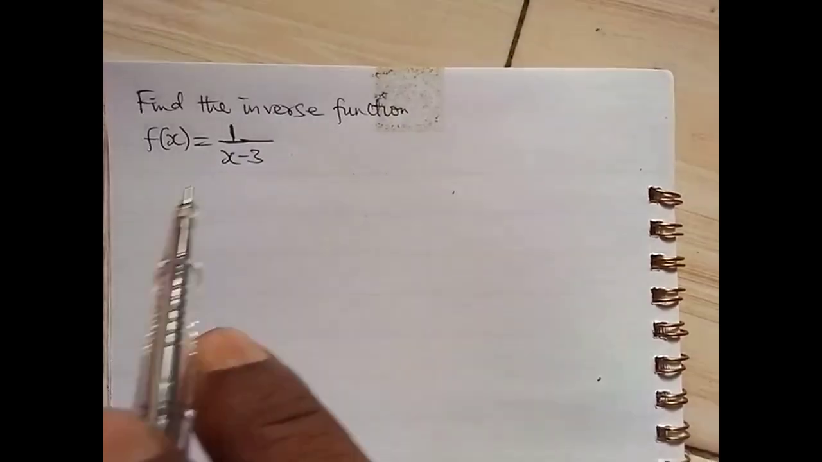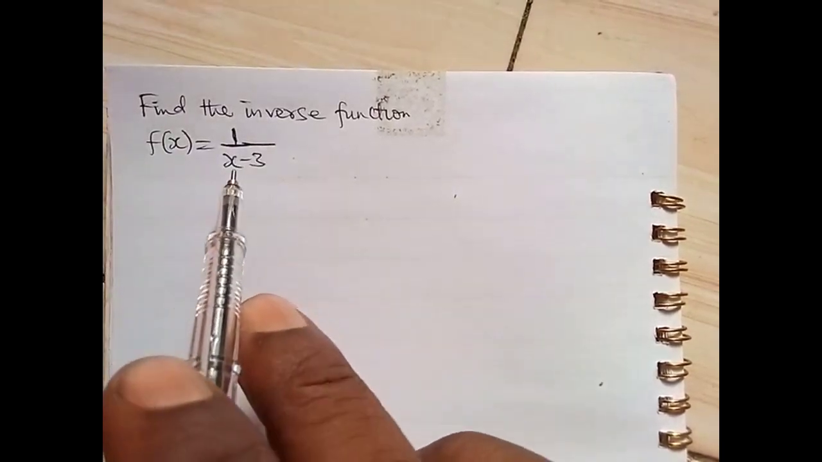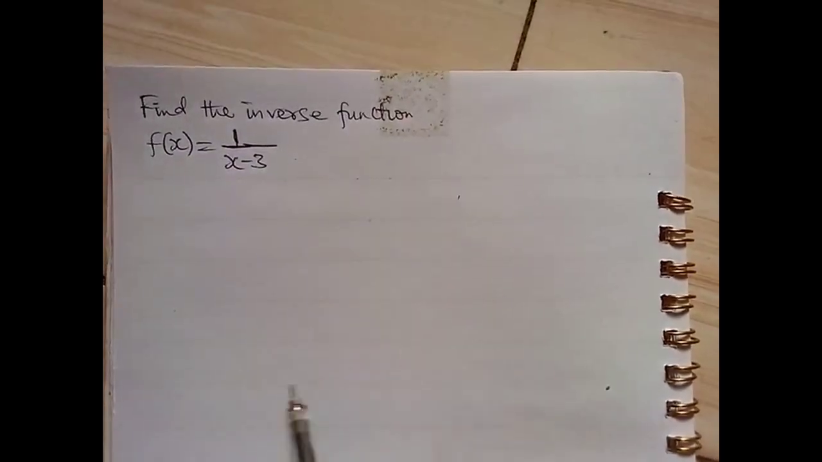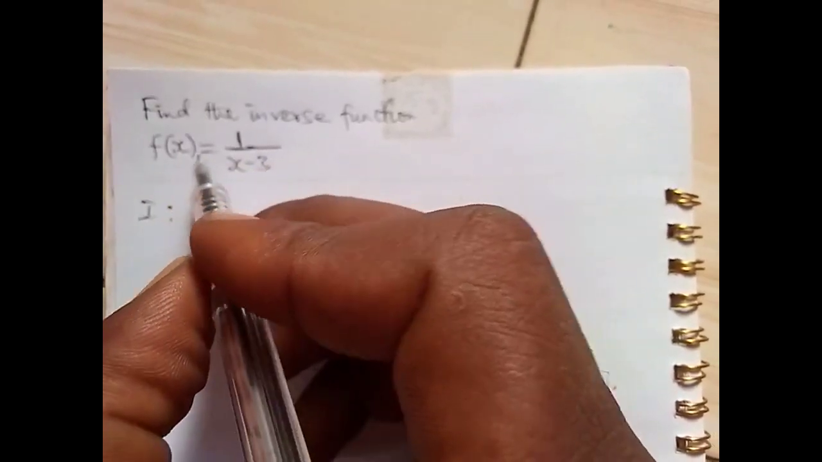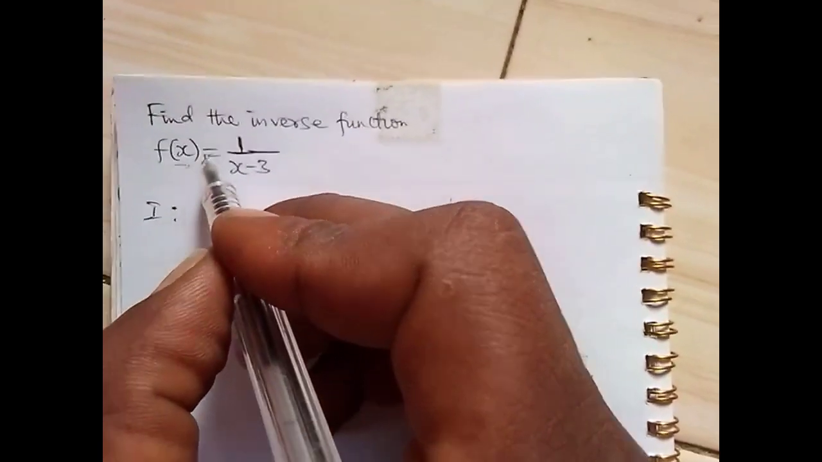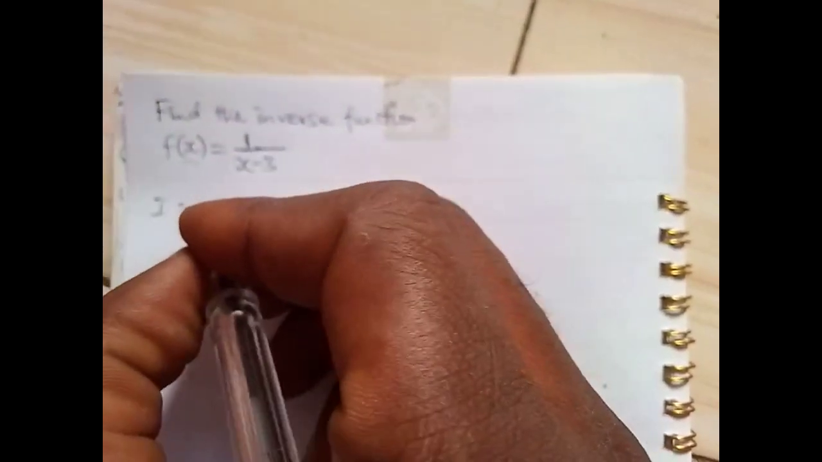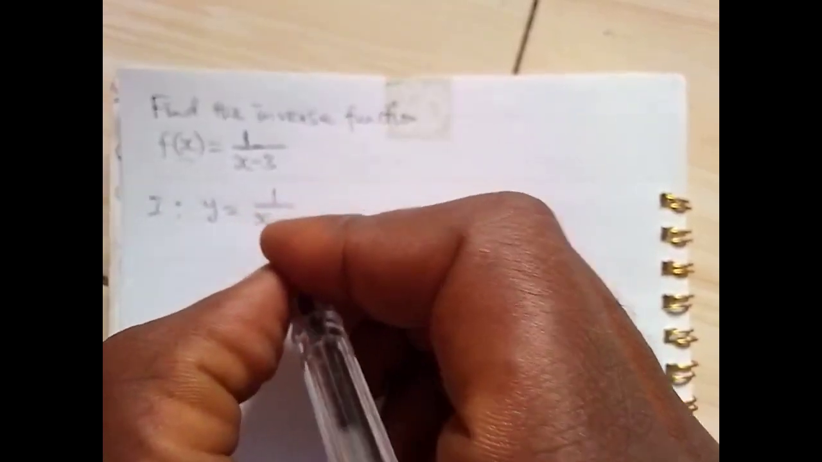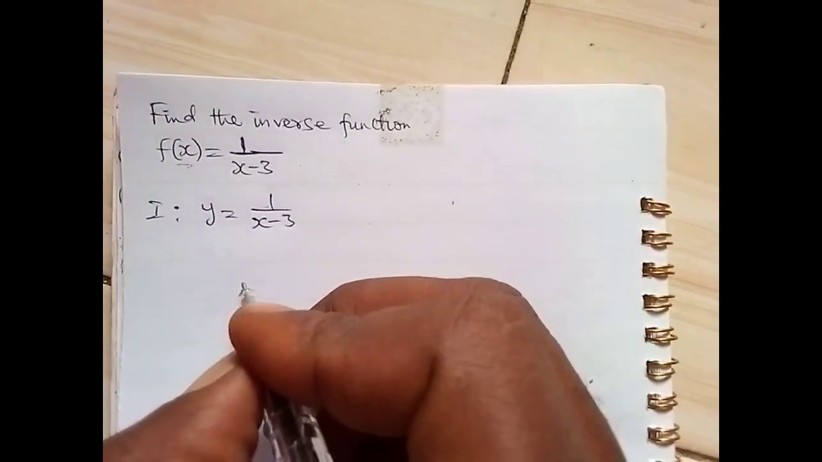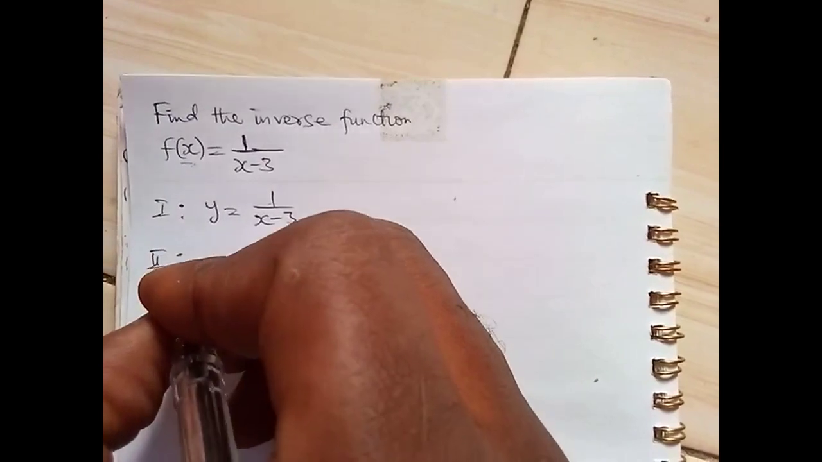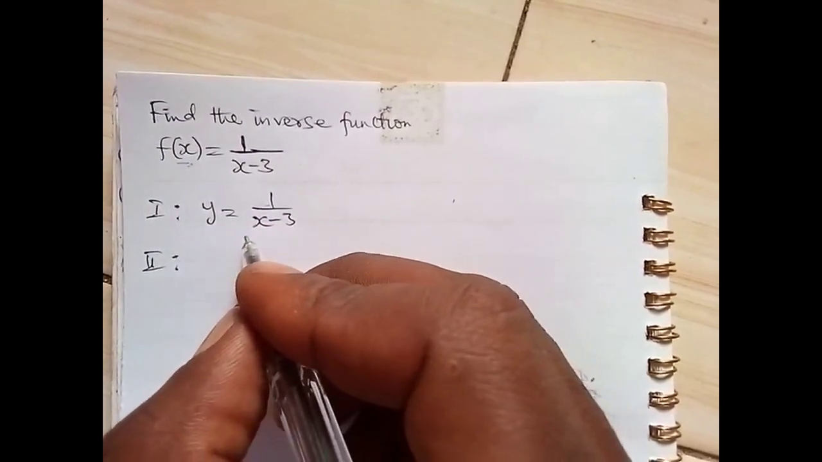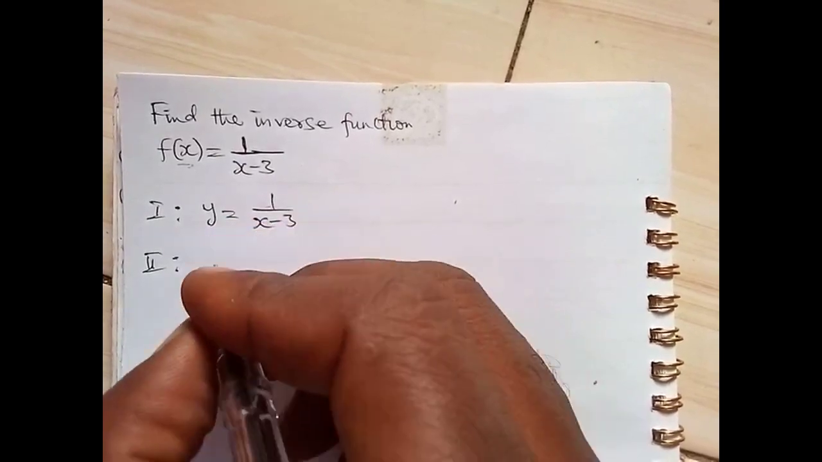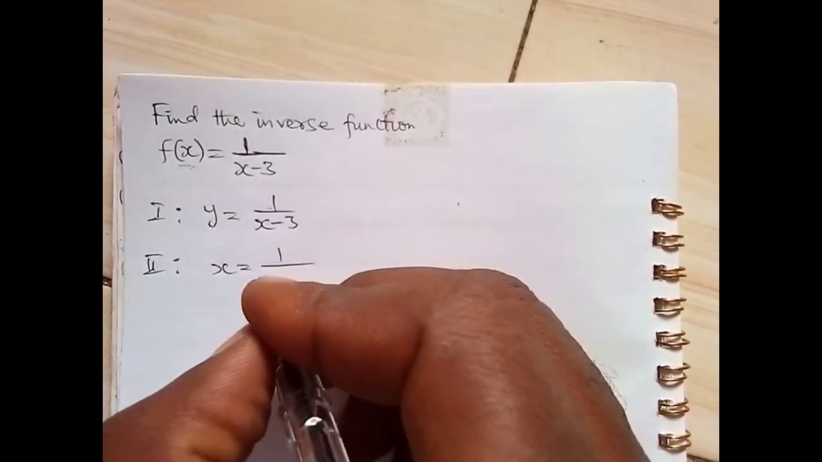The next question says, find the inverse function of f of x equals 1 over x minus 3. The first thing we need to do, let's say step 1, is to change this f of x. This is the same thing as y. So we'll say y is equal to 1 over x minus 3. That's the first step. The second step will be to express this equation in terms of x. If we make x the subject of the formula, we'll have that x is equal to 1 over y minus 3.